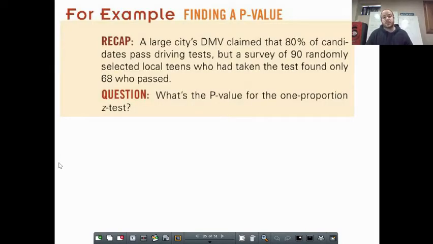So this example says a large city's DMV claimed that 80% of candidates passed driving tests, but a survey of 90 randomly selected local teens who had taken the test found only 68 who passed. What's the p-value for the one proportion z-test? Now, we're going to ignore all the other steps of the hypothesis testing. For right now, I just want to focus on how do you find the p-value. And remember, this is actually something we already knew how to do in previous chapters because we're just finding the probability that this sample of 90 would occur if the 80% were truly true.